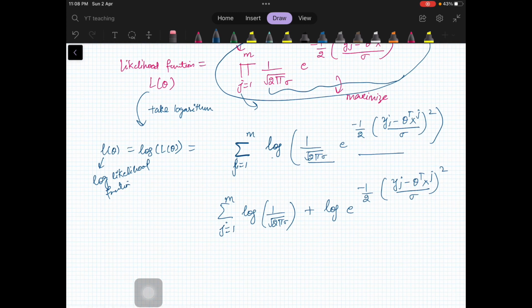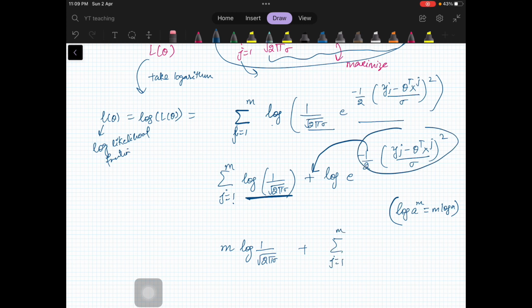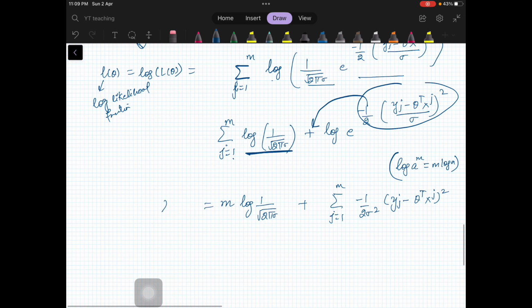Now you know that this term will come here because log of a raised to the power m is m log a. So this term, because this is a constant, becomes m times log of 1 by square root of 2 pi sigma, plus this will be summation j from 1 to m. This comes in the front: minus 1 by 2 sigma square, yj minus theta transpose xj whole square. So this is my l theta.